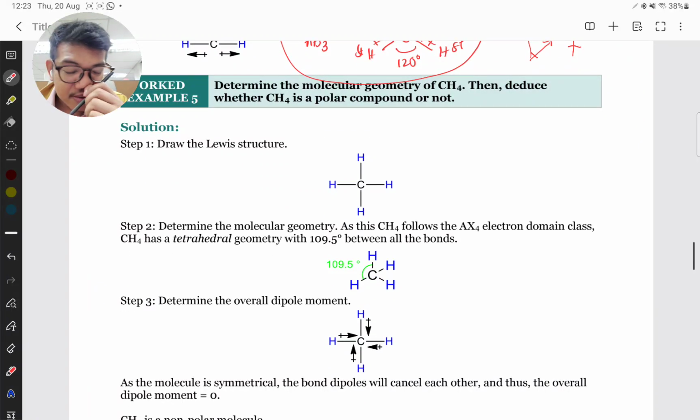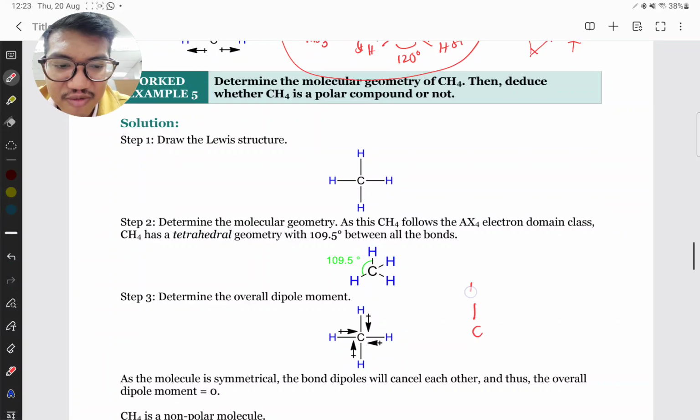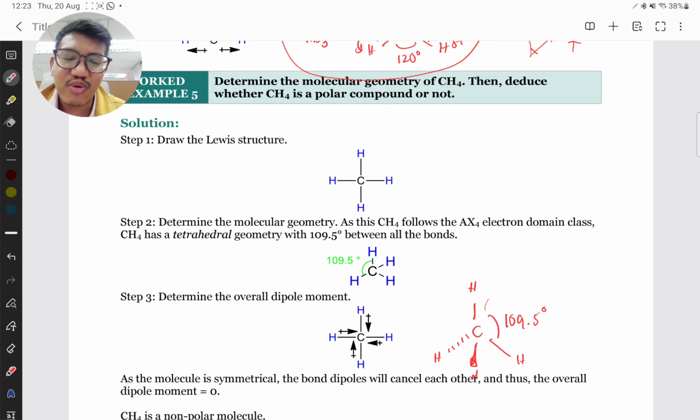Okay, so to determine the overall dipole, we draw the structure in the form of its 3D shape. Okay, so like that. And because they all have the same angle, here, it's all 109.5. Because of that, mu net would be equals to 0. This would be polar sebab it will go to all different directions at the same magnitude, and because of that, the molecule is non-polar lah. Non-polar.